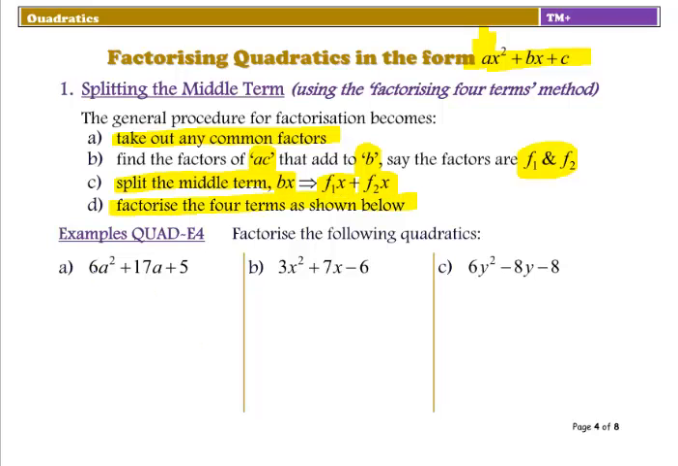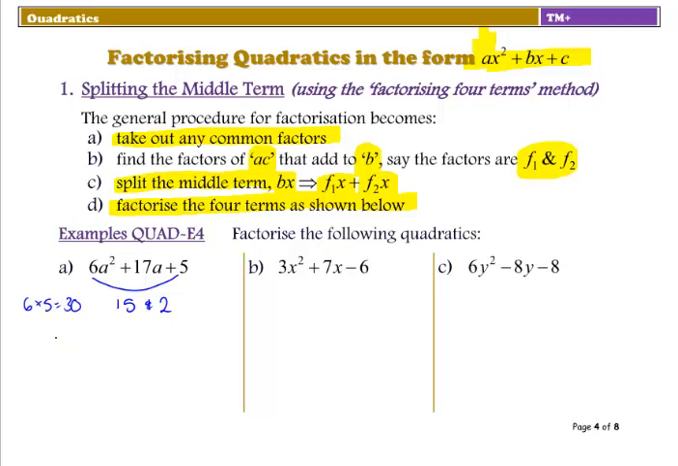So in the first one here, 6a squared plus 17a plus 5, we multiply the 6 and the 5, we get 30. Now the factors of 30 that add to 17 would be 15 and 2.